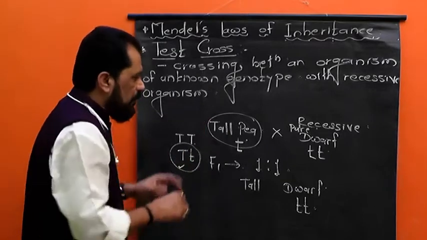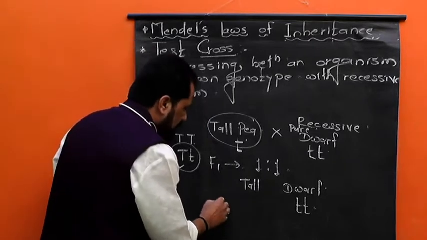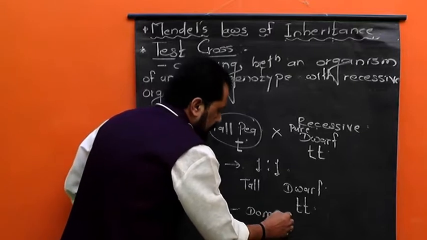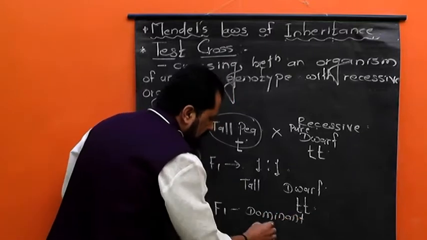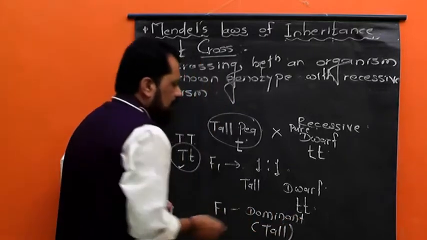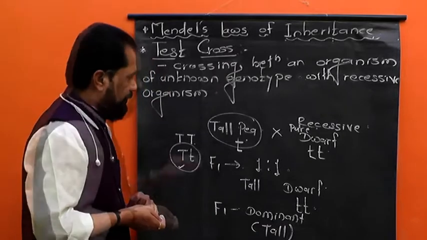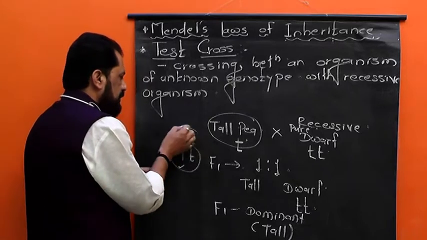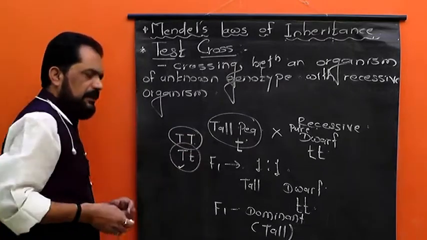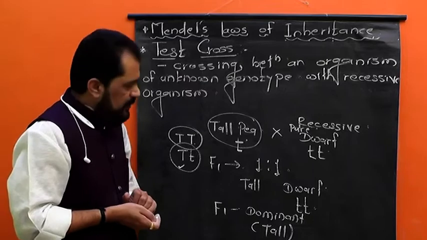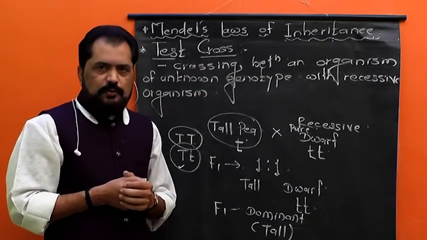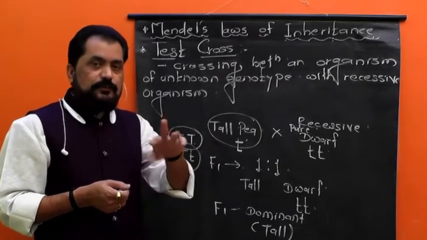And if all the individuals produced in the F1 generation show only the dominant character, say in this example tallness, then this tall pea plant is considered to have genotype capital T capital T. That's all about the meaning of test cross. Actually the test cross is of two types.